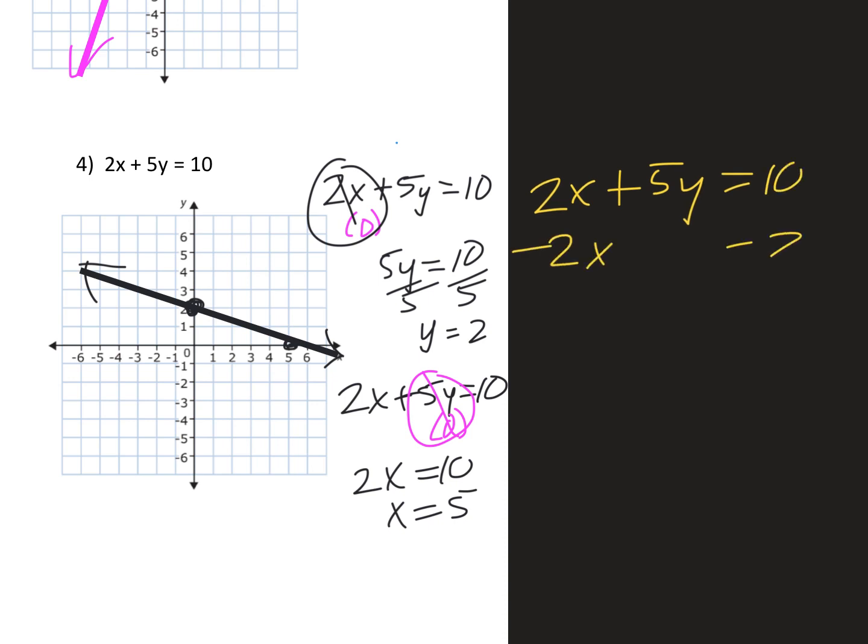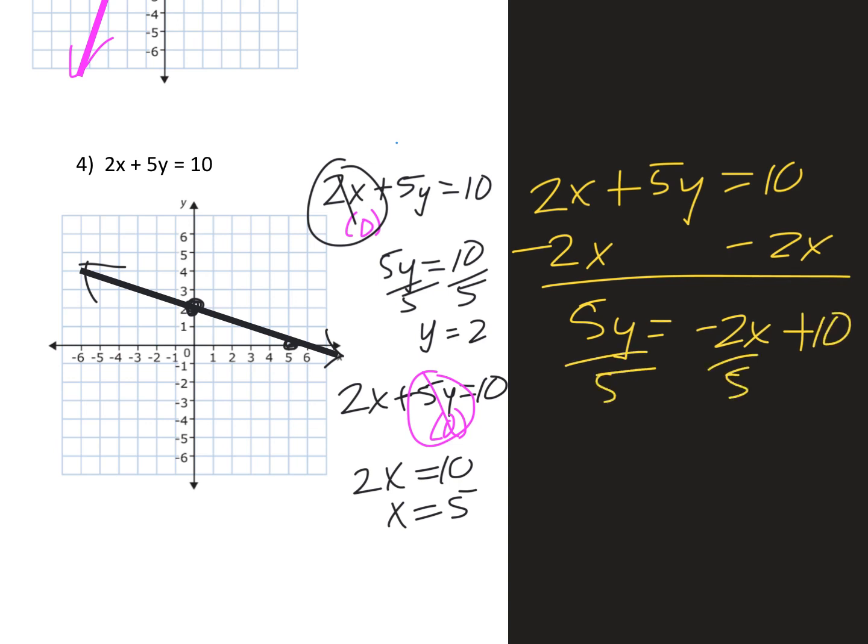So you do minus 2x on both sides. That leaves you with 5y equals negative 2x plus 10. Divide everything by 5. y is equal to negative 2/5 x plus 2. So look, y-intercept of 2, still that same beginning point. And if I use that slope and go down 2 and over 5, either way, you end up with the exact same line. It's just your choice about how you prefer to get there.